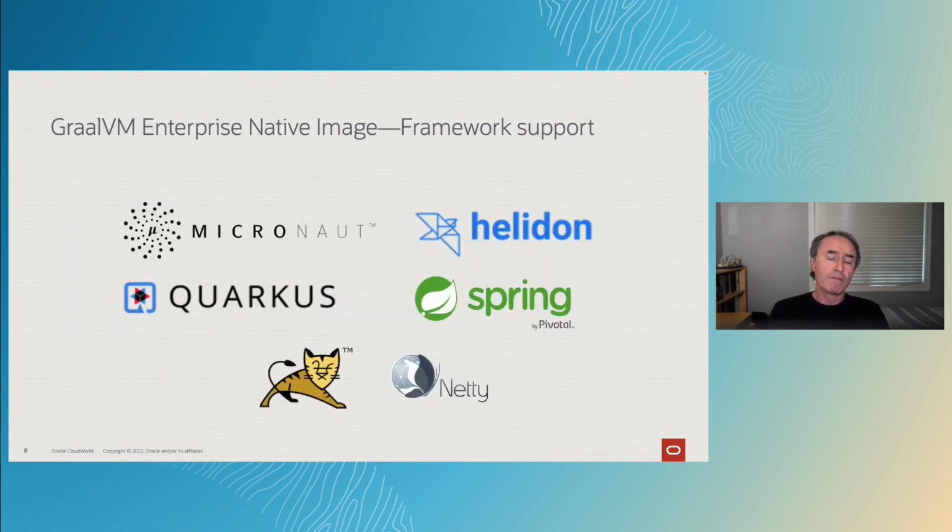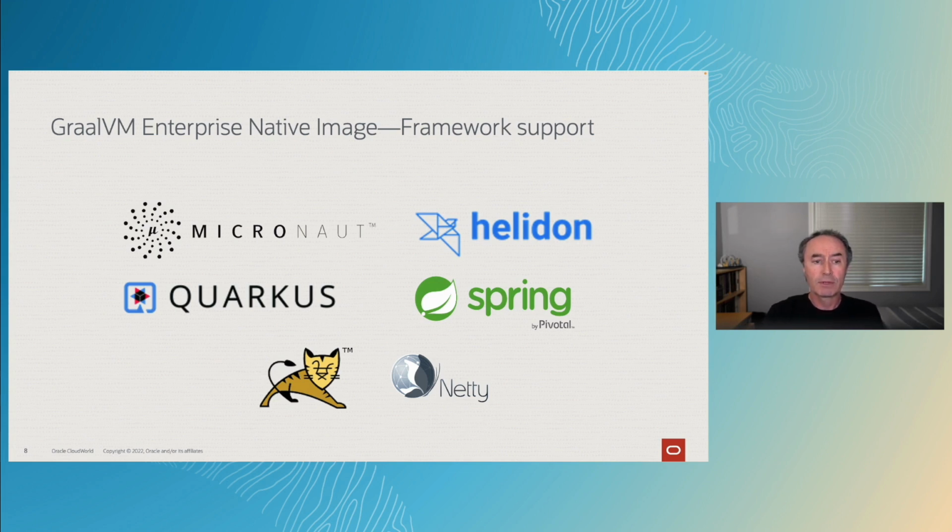The reason GraalVM Native Image is catching on, or is getting so much attention, is because of the wide adoption we're seeing in microservice frameworks. Amongst the most well-known are Micronaut, Helidon, Quarkus, and Spring. Of course, Tomcat has embedded Tomcat, which is working with GraalVM Native Image, and Netty. And each of these frameworks, particularly the top four, are designed to give you some guardrails to keep you on the straight and narrow.